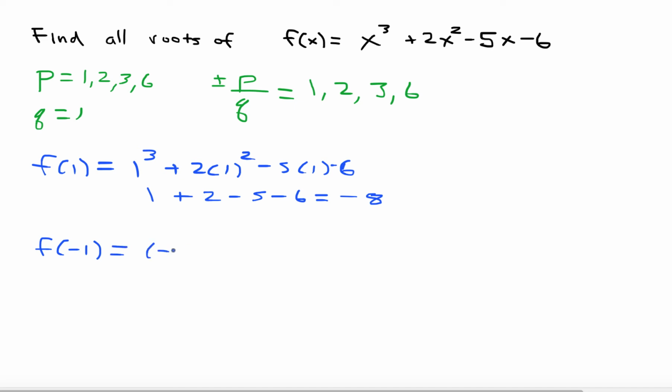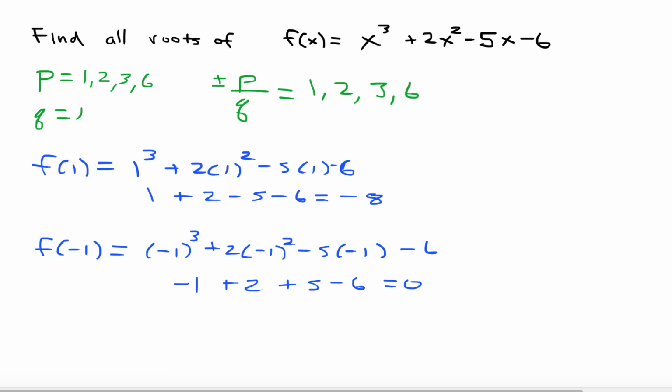We'll plug in negative 1 cubed plus 2 times negative 1 squared minus 5 times negative 1 minus 6. Here we get negative 1 cubed, we get negative 1 plus 2 plus 5 minus 6. And this one, we actually do get 0 as the answer. So what does that mean? It means that negative 1 is one of the 3 solutions. So what do we do next? Now that we found a solution, what do we do?